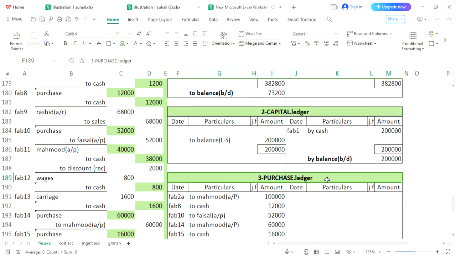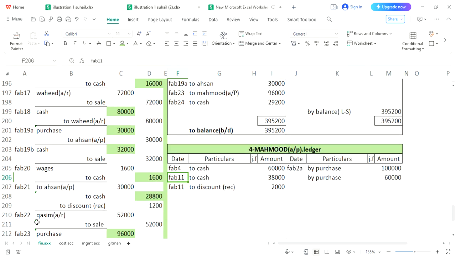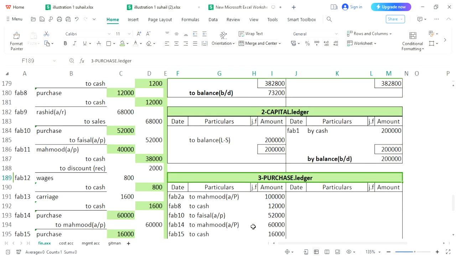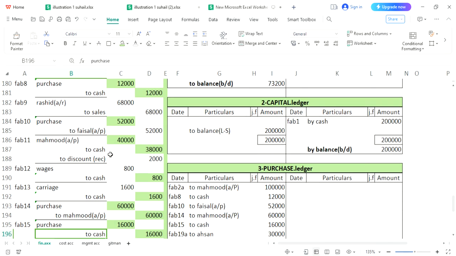Go back and see the date. Here Mahmood was credited. Date is February 14. So now we are putting date in our date column, February 14. Date is mentioned. Reference is given, 60,000 is posted. It means this amount purpose has been completed. We are marking it as it has been done and starting search again for Mahmood.